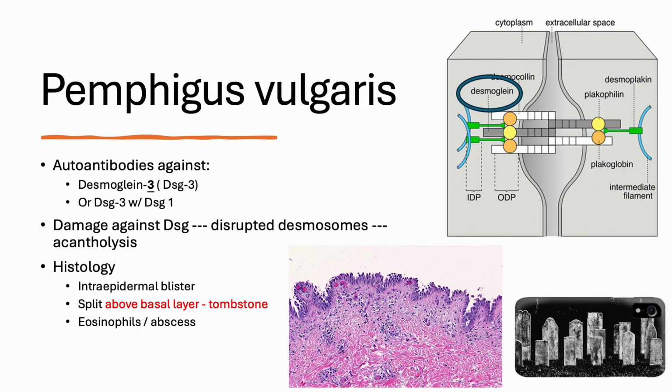What is the pathophysiology of pemphigus vulgaris? The etiology is that the body is generating autoantibodies against the structure in the desmosome, which we call the desmoglein, demonstrated here in the circle. And we have two major types of pemphigus vulgaris. One, the autoantibody only targets desmoglein 3, or DSG3. The other subtype has autoantibodies against DSG3 as well as DSG1.